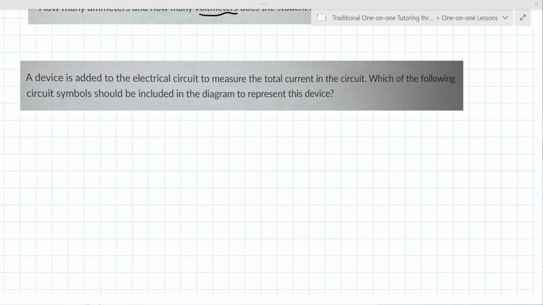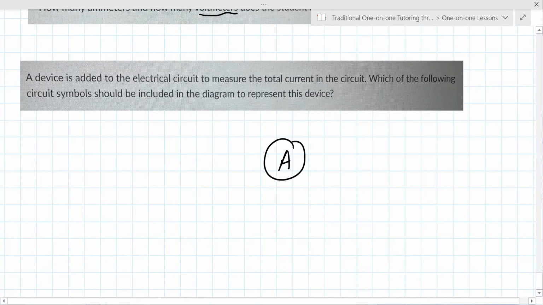Yes, this is number 15. Okay. So some of it's cut off for me, but it's basically asking you for the symbol of a current meter, or an ammeter. So it's the universal symbol for an ammeter. Oh, it's an A. So is there one of those? Yeah. Okay, that would be the one because that's total current. Current is an ammeter. Okay.